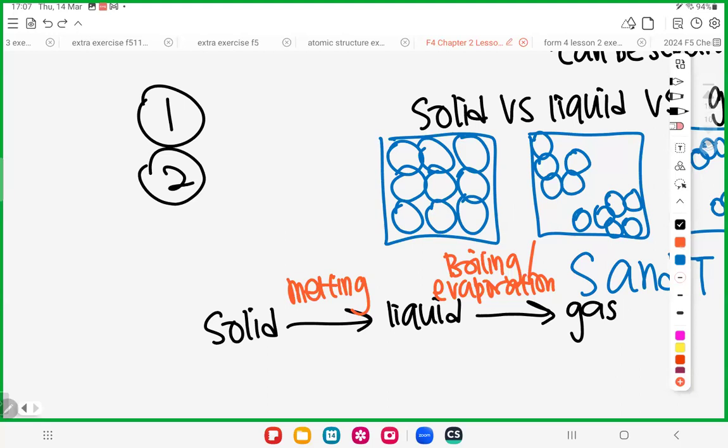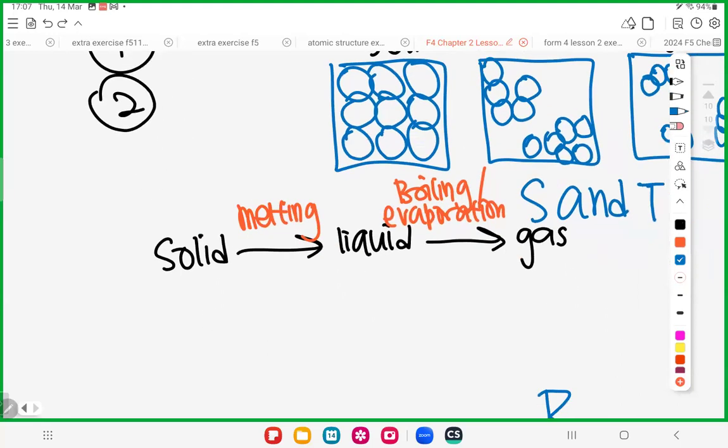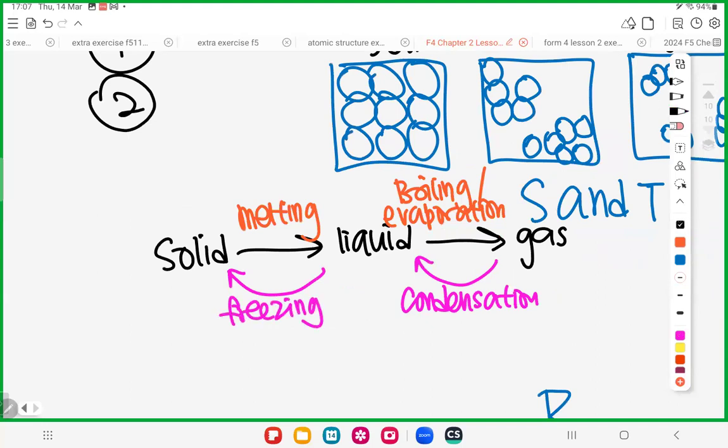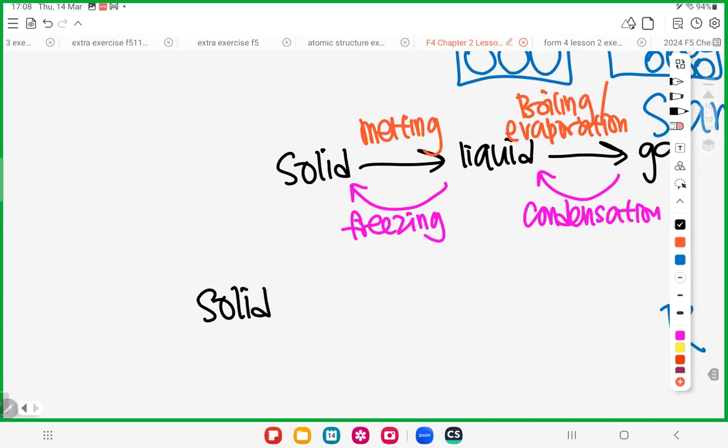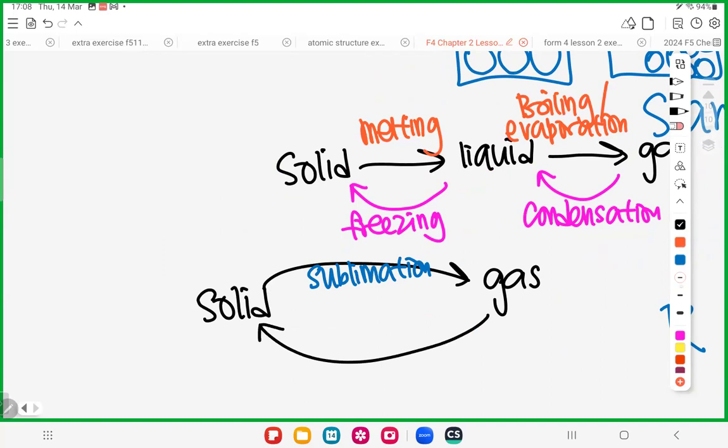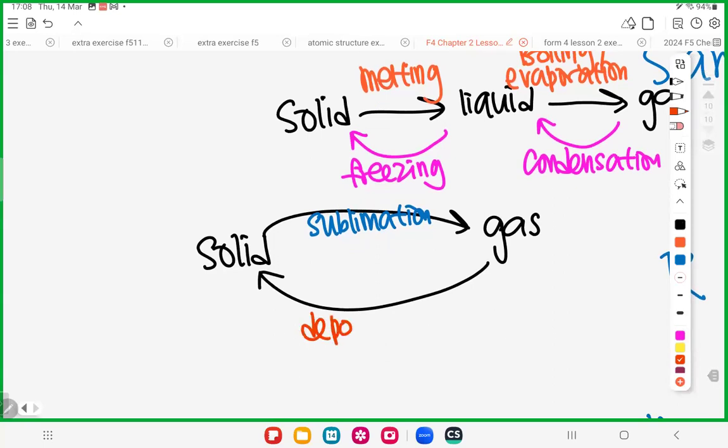Okay, so this is what we covered last lesson, isn't it? Okay, then the reverse. Gas go back to liquid, condensation. Liquid go back to solid, freezing. Okay, then be careful. Solid go to gas directly without going through liquid, sublimation. Gas go back to solid. Gas becomes solid directly without going through liquid. This is deposition. So all these things is something we learned in the last lesson. I hope you still remember.